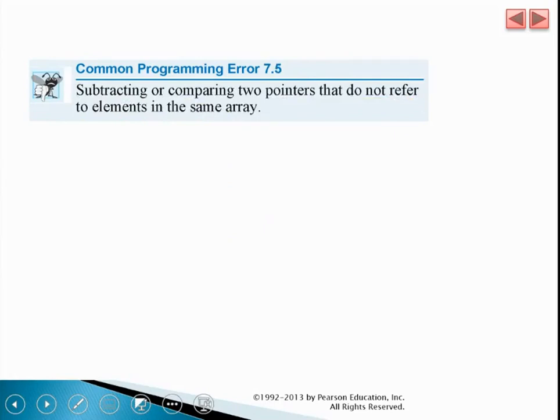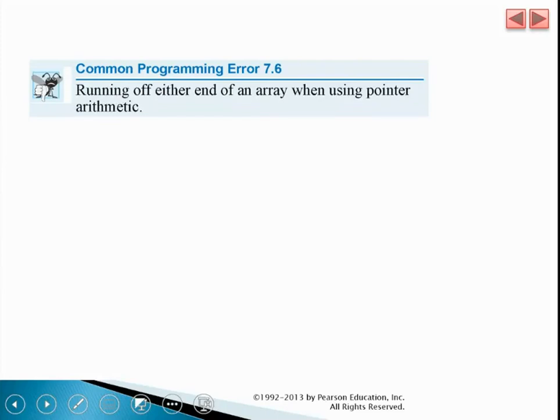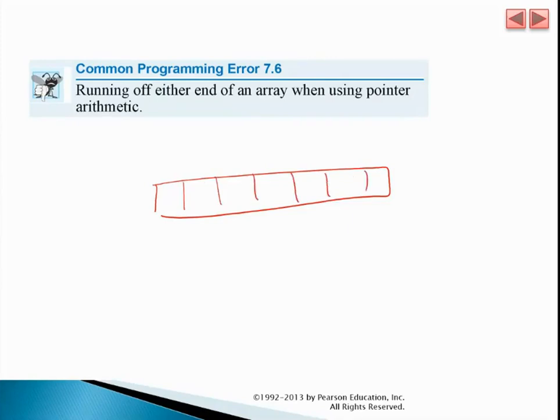Subtracting or comparing two pointers that do not refer to elements in the same array will give an error, because they are two different memory locations. If you subtract or add them, you go to some other memory location, which will not make any sense. You are not allowed to do that. Running off either end of the array when using pointer operations will also give an error. You have to stay within the boundaries of the array, and you can only play within these memory locations.